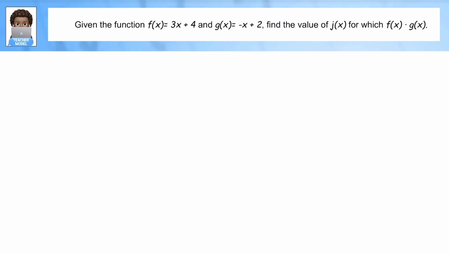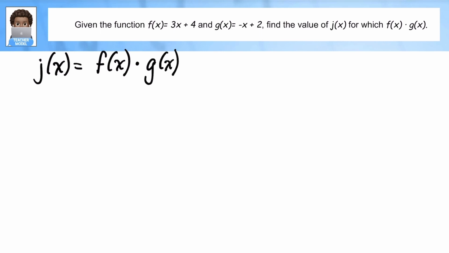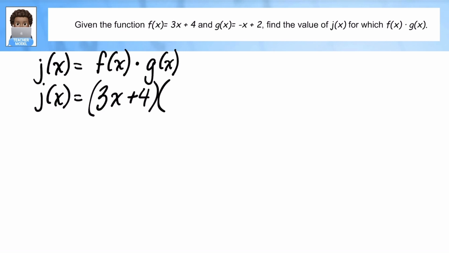And now for our last one, which is multiplication. Okay, so given the function f of x is equal to 3x plus 4 and g of x is equal to negative x plus 2, so same terms. Find the value for j of x, which is f of x times g of x. So I'm going to do f of x times g of x. And I'm going to put my terms in. And this I want to put in parentheses. So 3x plus 4 times negative x plus 2.